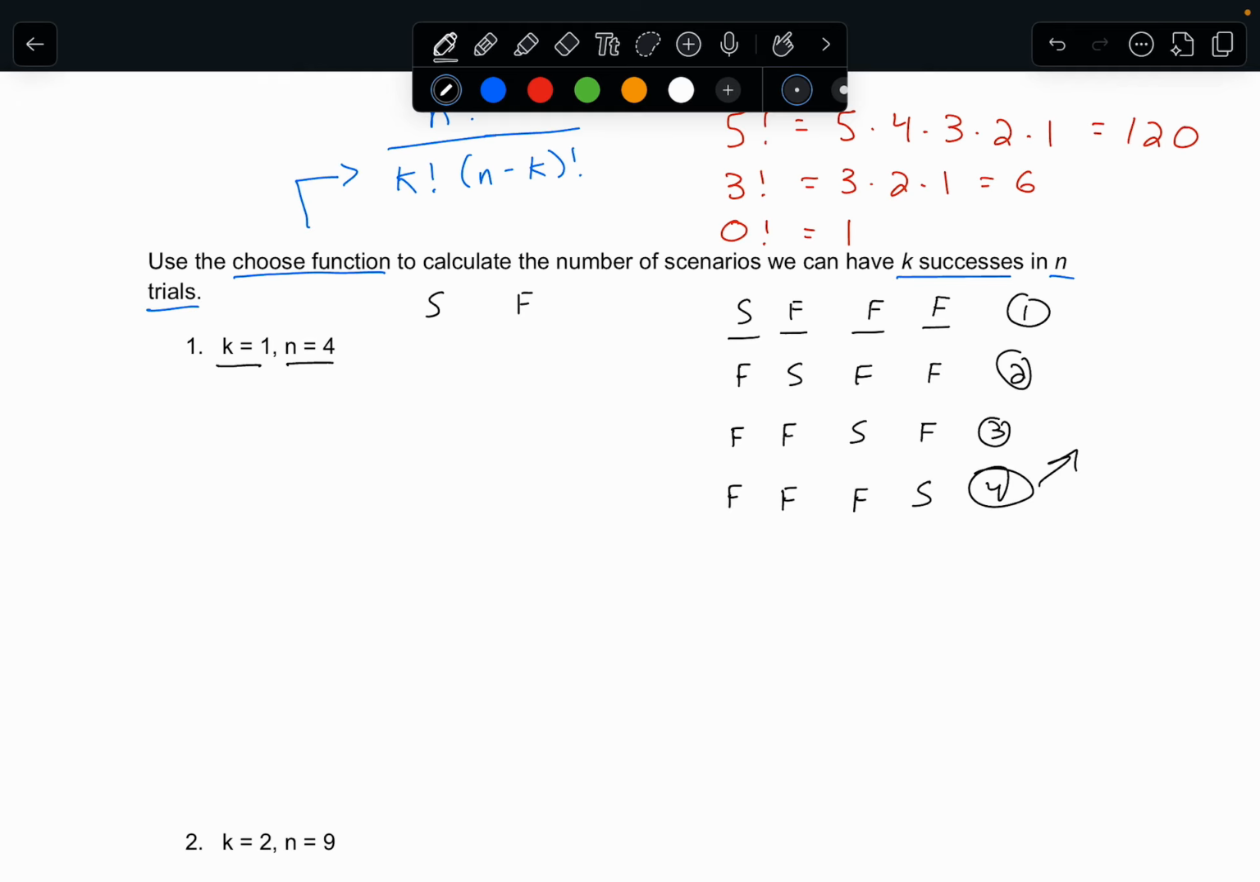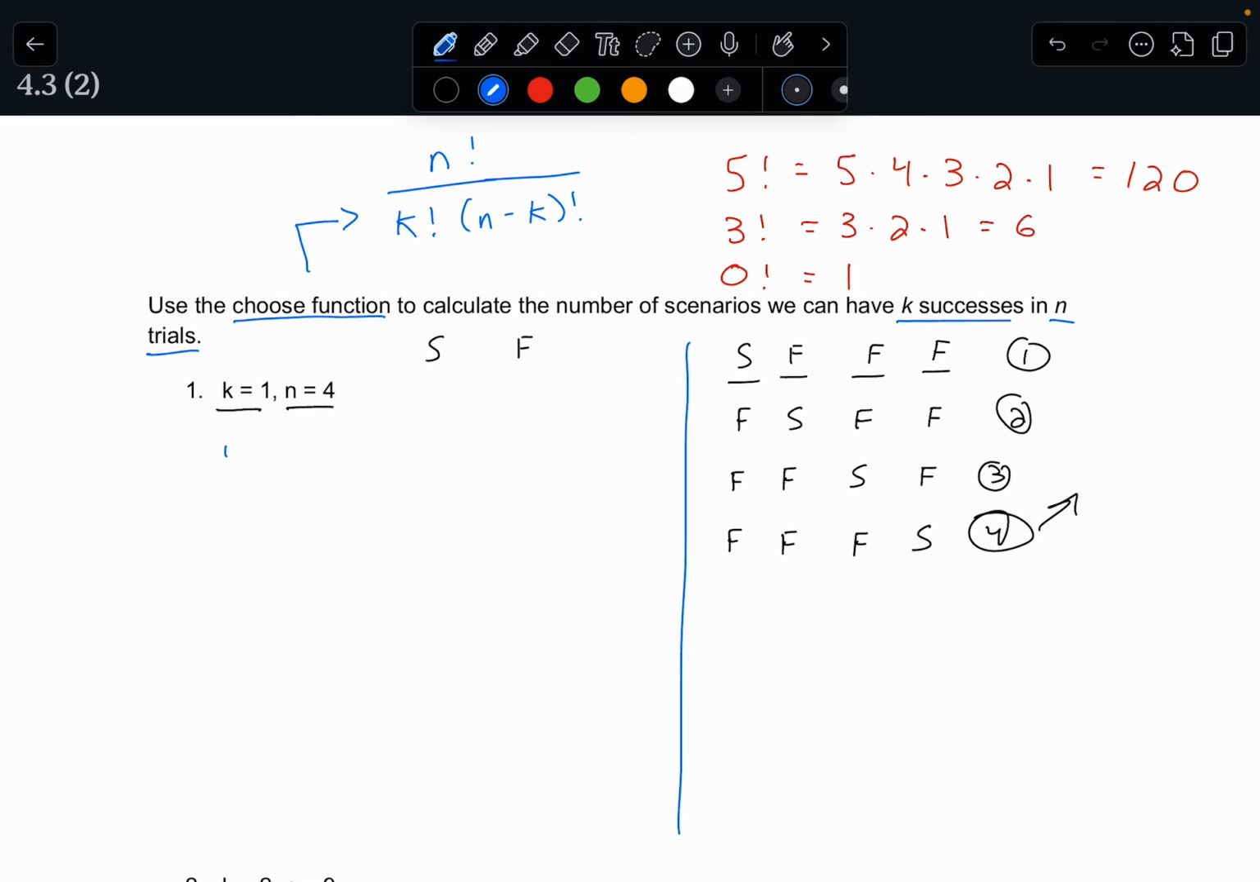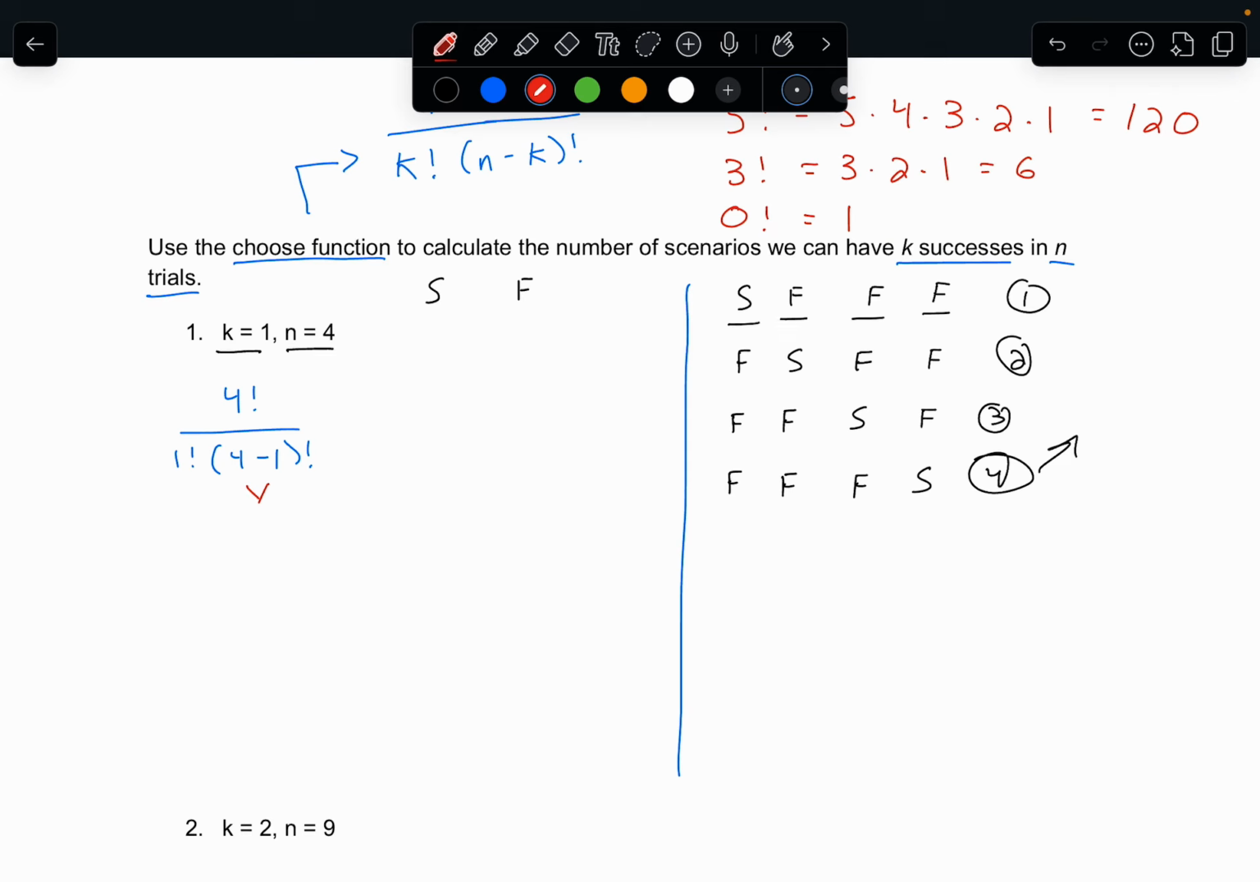I can actually check my answer for this particular problem. I should hopefully end up with 4 as my answer. So I'm going to plug my values for k and n into the choose function, n factorial over k factorial times n minus k factorial. So n factorial is 4 factorial, divided by k factorial, which is 1 factorial, times n minus k, which is 4 minus 1 factorial. Real quick, we want to make sure we follow order of operations. Inside the parentheses, I need to subtract first. I like to simplify this first. This is going to be 3 factorial.